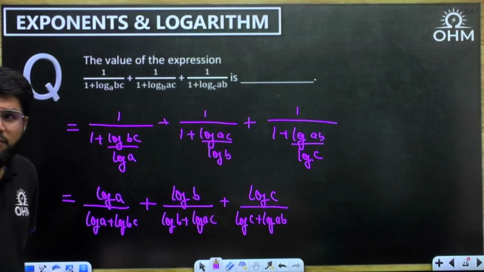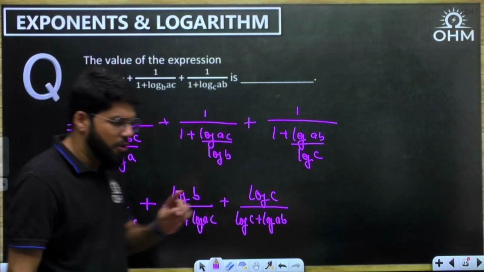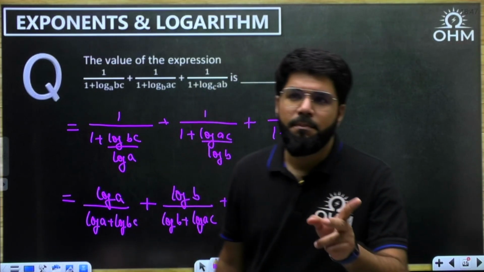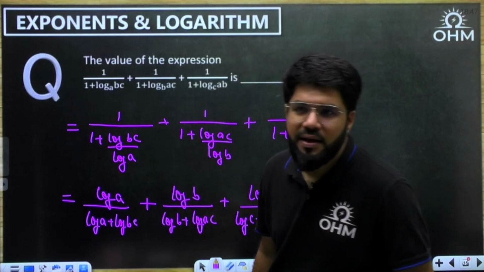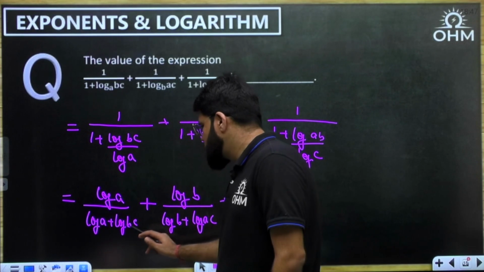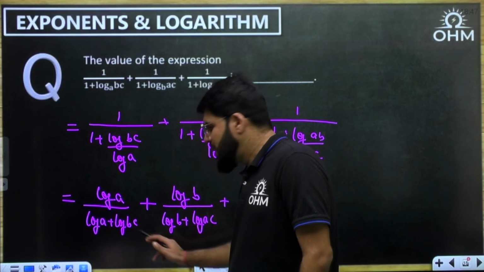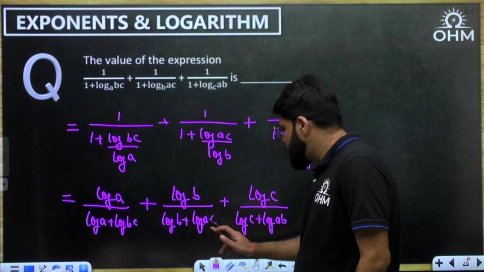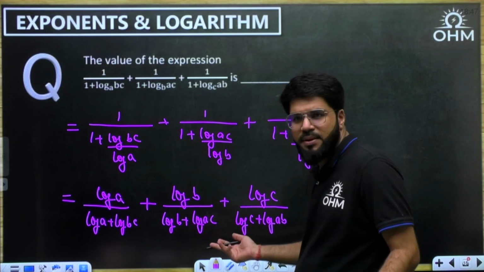Now, if you carefully notice the denominator, you can use the property log of m plus log of n is log of m into n, correct? So log of A plus log of BC is how much? Log of ABC. Similarly, log of B plus log of AC is log of BAC, which is the same as ABC.